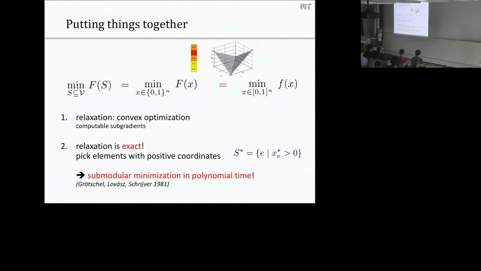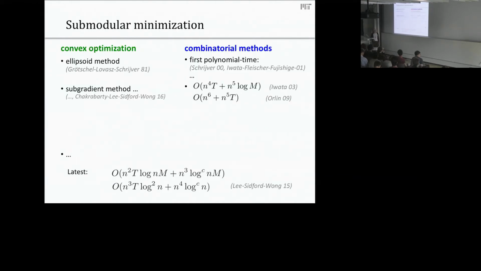So now, of course, there's many different ways you can possibly minimize this relaxation. You don't need to use the ellipsoid method. And these different ways to solve this convex optimization essentially lead to different submodular optimizations. So here's a chart that shows you some of the results. You could use, of course, the ellipsoid method. You could use what's called a subgradient method. You could use other methods as well, and you'll get different running times.